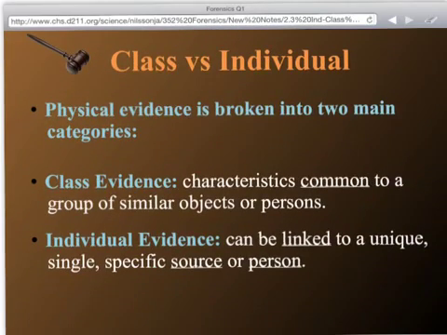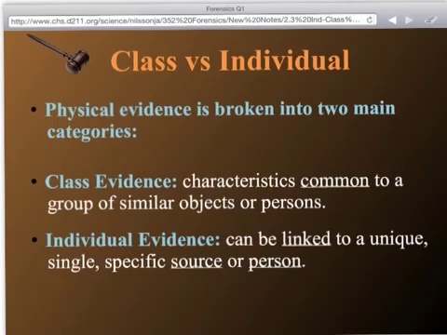So what's the difference? Well, class evidence is going to have things that are common to a group of similar objects, similar people. It's, for example, something that our entire class would have in common. For example, we could say that the fact that you are seniors is class evidence. If I said, I'm looking for that senior, that doesn't really help me narrow anything down. Individual evidence is different, though.